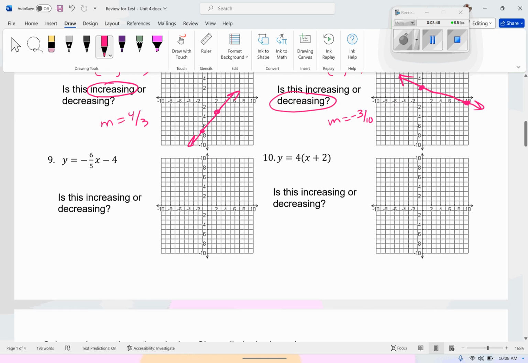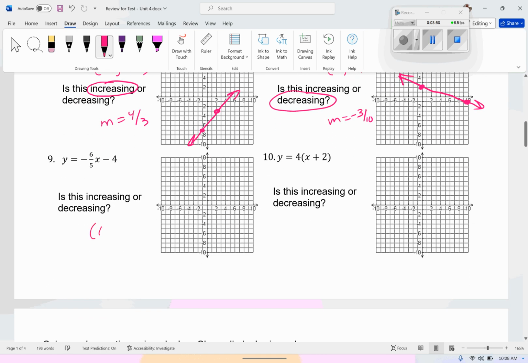Number 9, this is in slope-intercept form. So I have a point at 0, -4. 0, -4 is down here. Slope is -6/5. So from here, I'm going to go down 6, right 5. Connect the dots to each other, put an arrow. As I go to the right, is it going down or is it going up? It's going down, so it's decreasing.